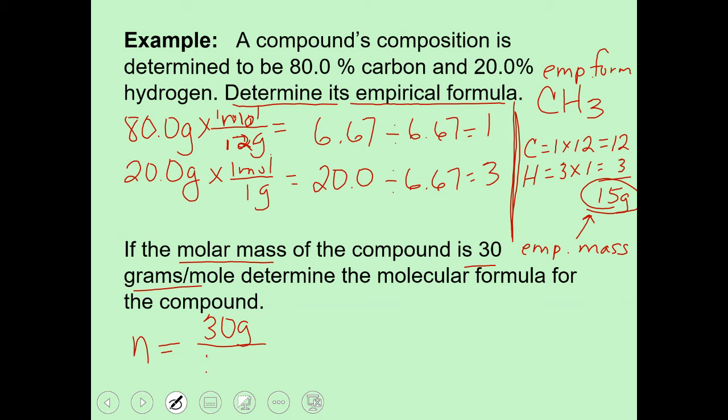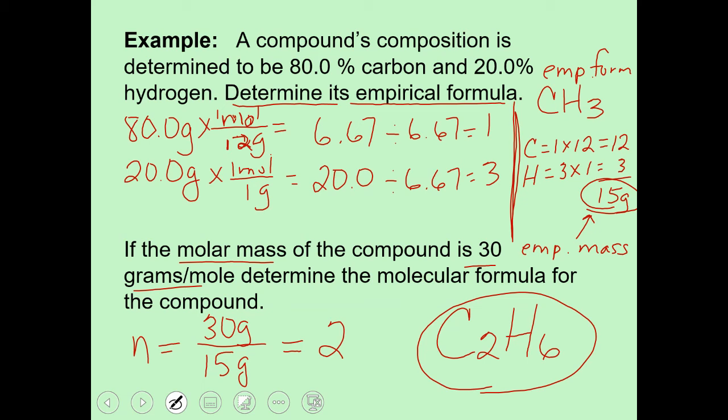The empirical mass is 15 grams per mole. That's easy. That's going to give us 2. So our multiplier is 2. Instead of 1 to 3, that makes our formula 2 to 6. And this is the molecular formula for actually ethane, okay?